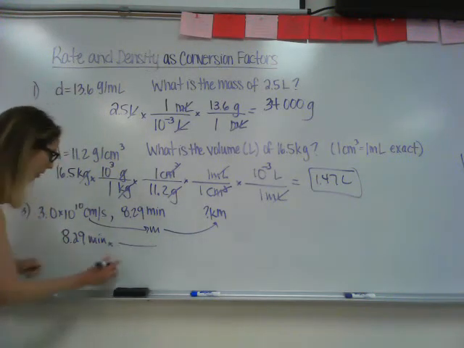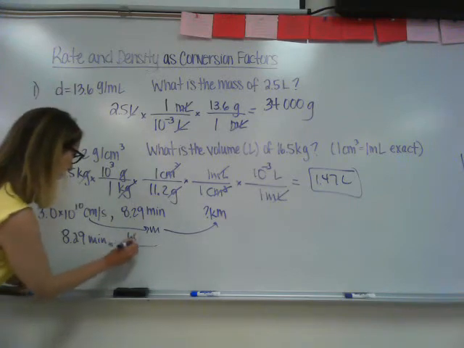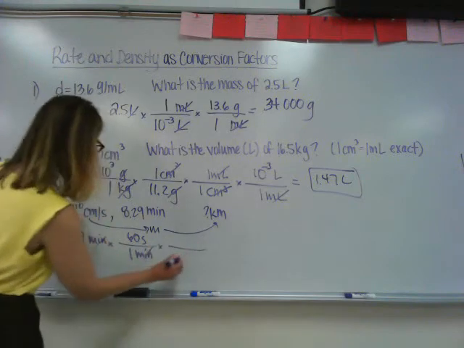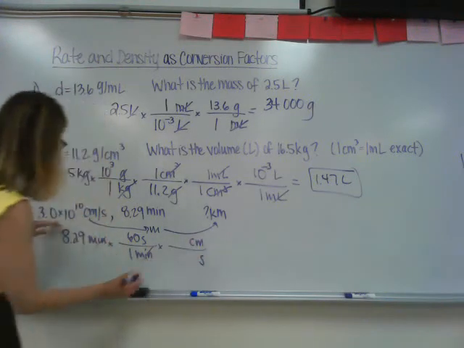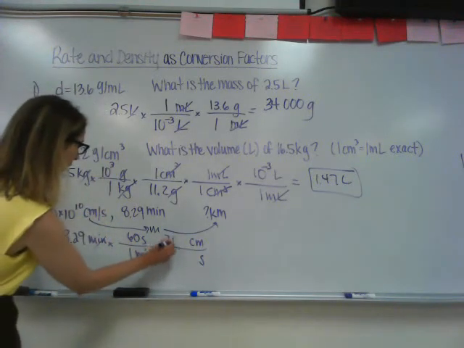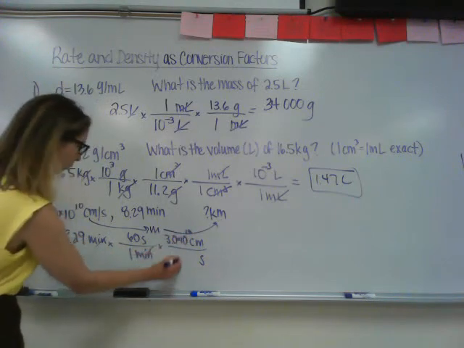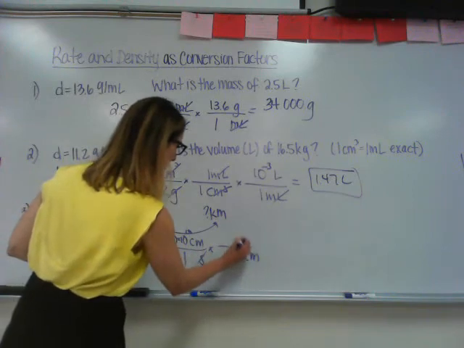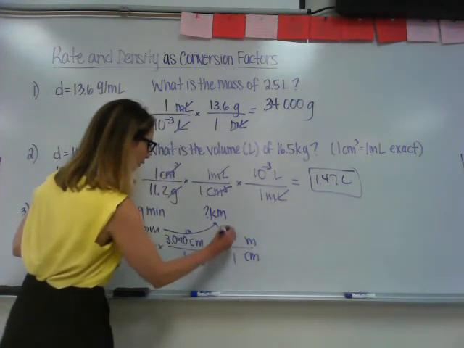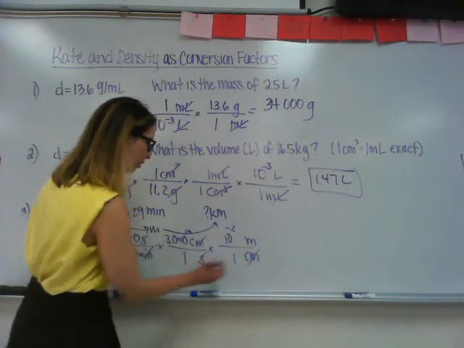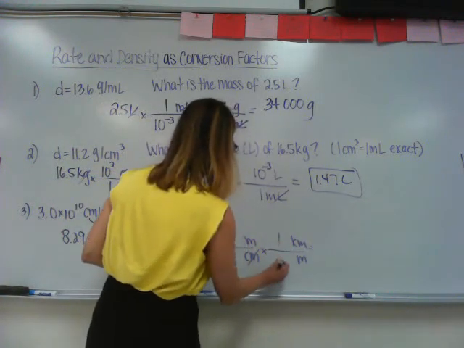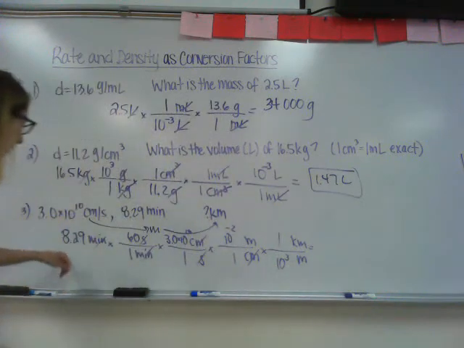So we're going to put 8.29 minutes here first. There are 60 seconds in a minute. And then we can convert from seconds to centimeters using the speed of light. 3.0 times 10 to the 10th centimeters in a second. And then convert centimeters to meters. 1 goes next to the prefix, 10 to the negative 2 goes next to the base. And then meters to kilometers. 1 next to kilo, 10 to the 3rd next to meters.